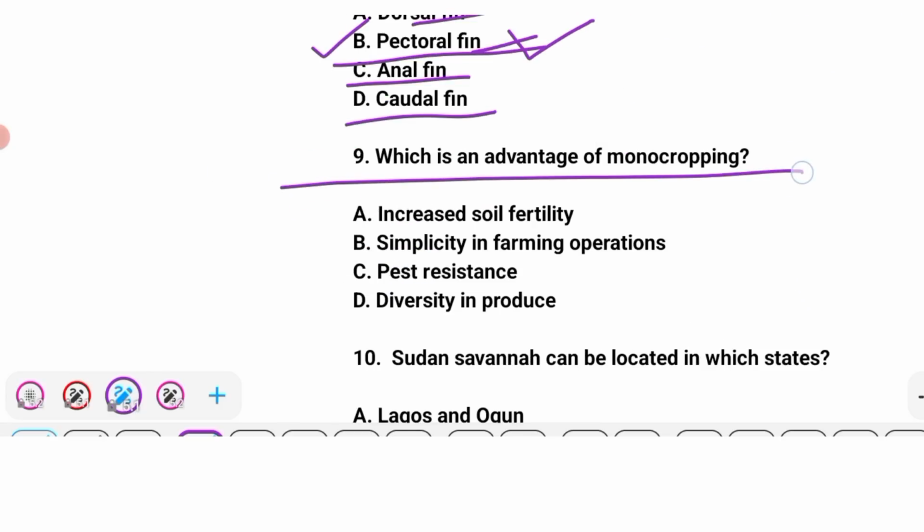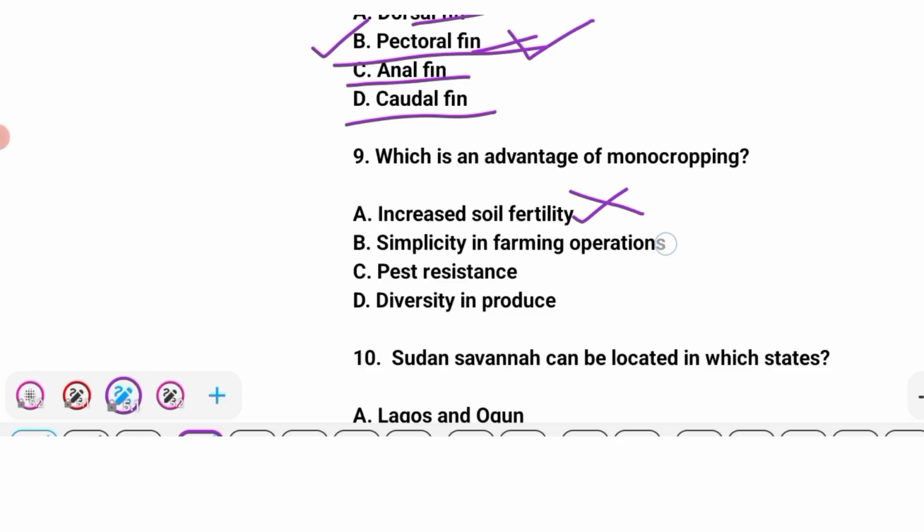What is the advantage of monocropping? Mono means one. So when you are planting a single crop over a long period of time, that's monocropping. So what are the advantages? The first one says increase soil fertility. If you are planting a single crop over a long period of time, there's no way the soil fertility will be high. Okay, so this cannot be the answer.